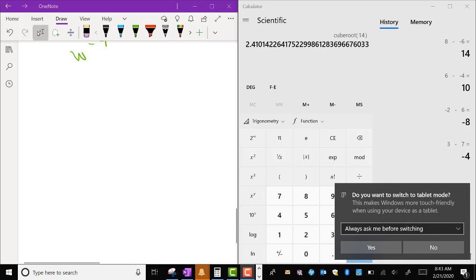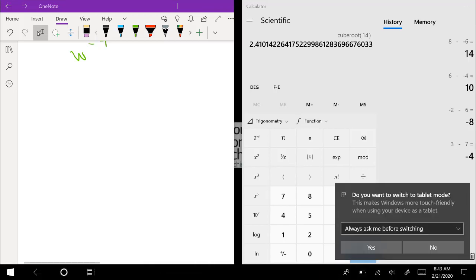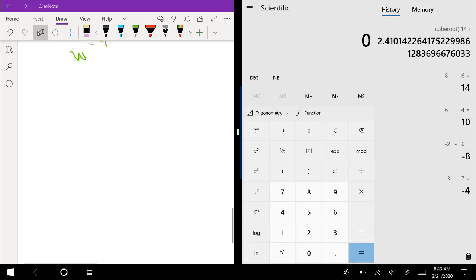Okay, so the next one we're going to do is called the power rule for exponents. And I would get a calculator again, so that's why I have my calculator here. So the power rule, we use quite a bit in algebra. The power rule looks like this.